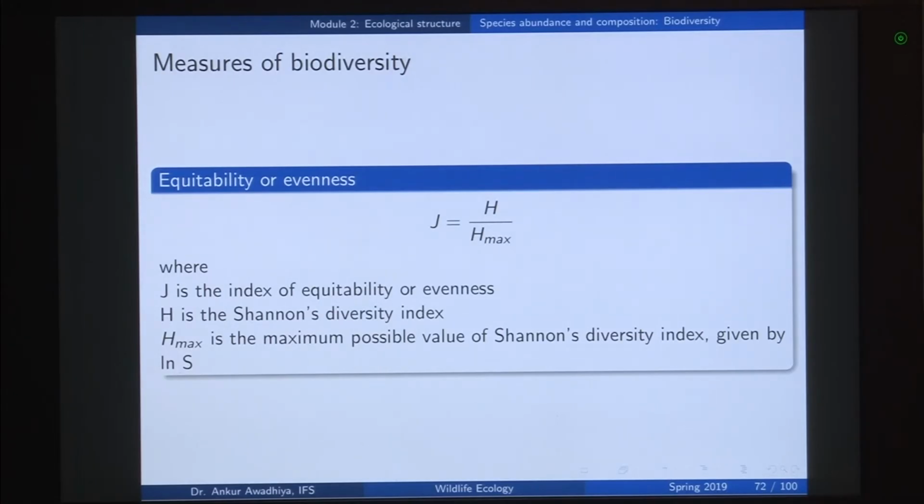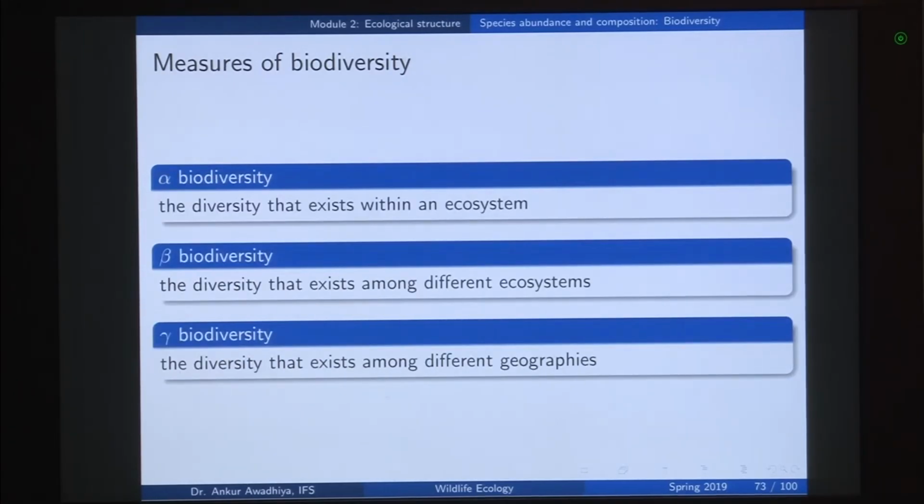Now, from here we move to the next concepts of biodiversity. Geographically, we can have three values of biodiversity: alpha, beta and gamma. Alpha biodiversity is the biodiversity that exists within an ecosystem.